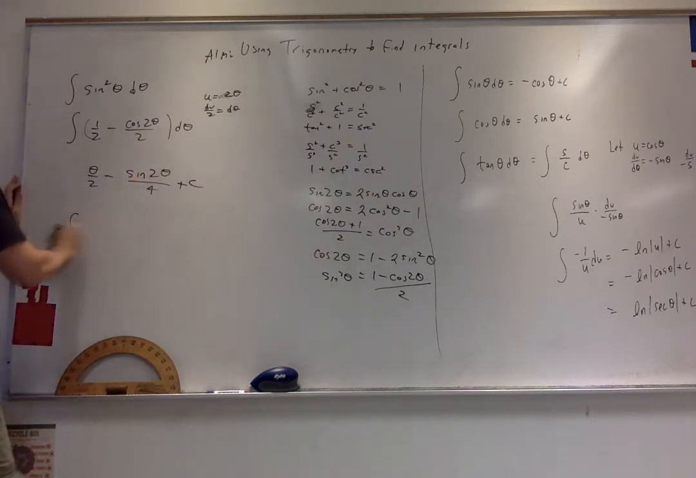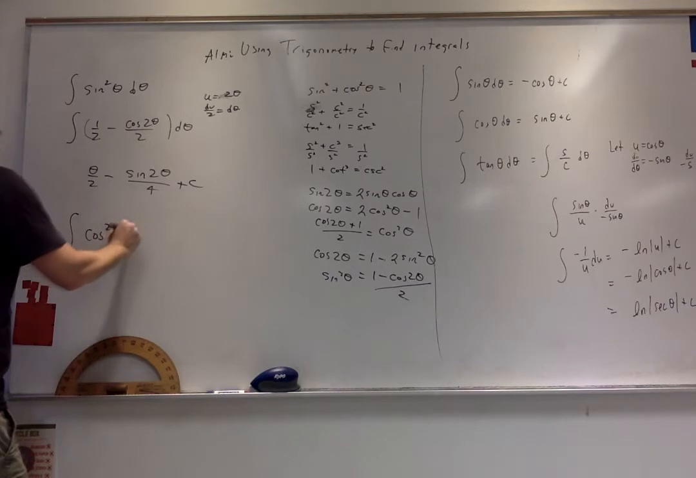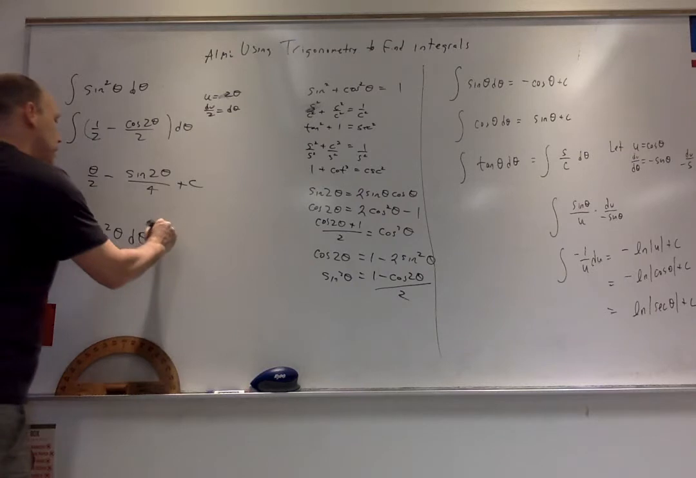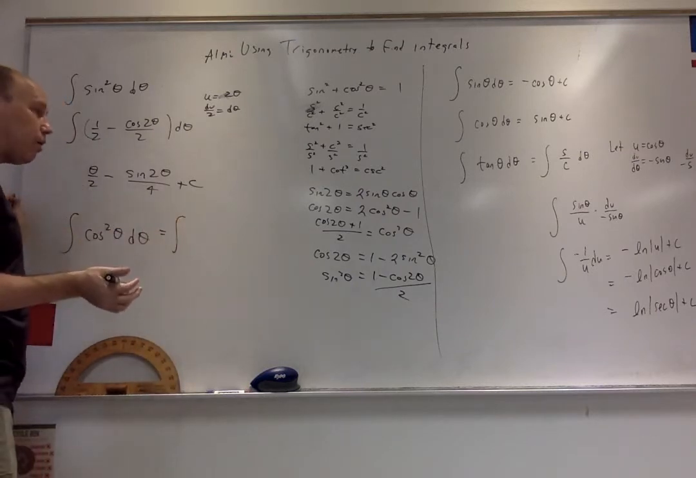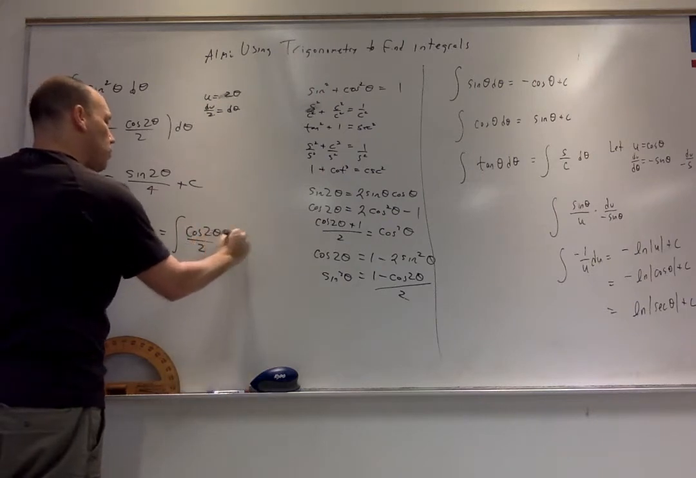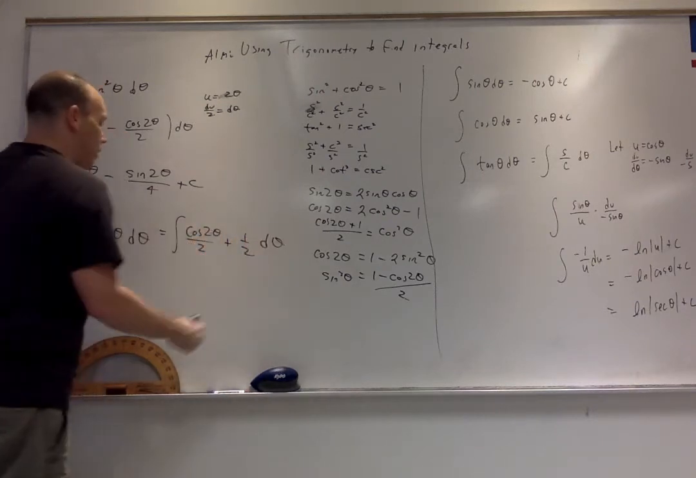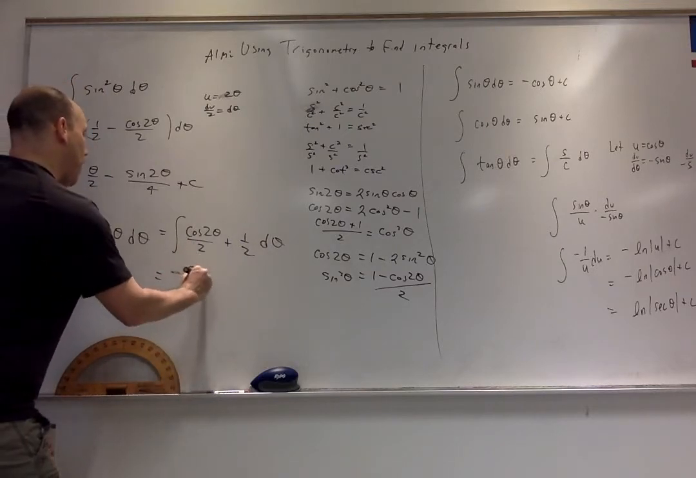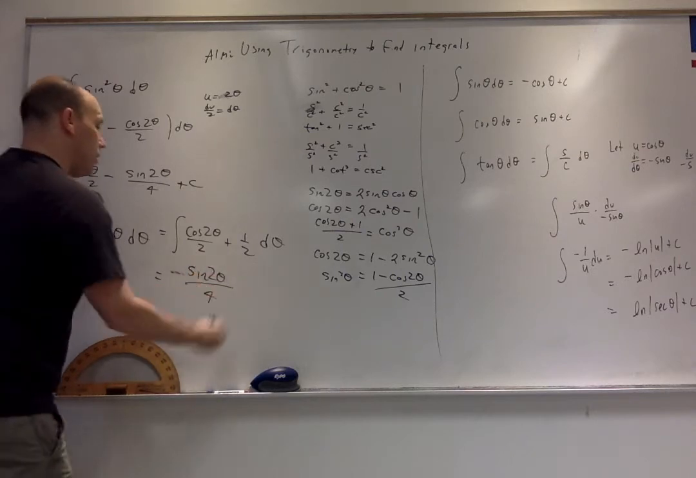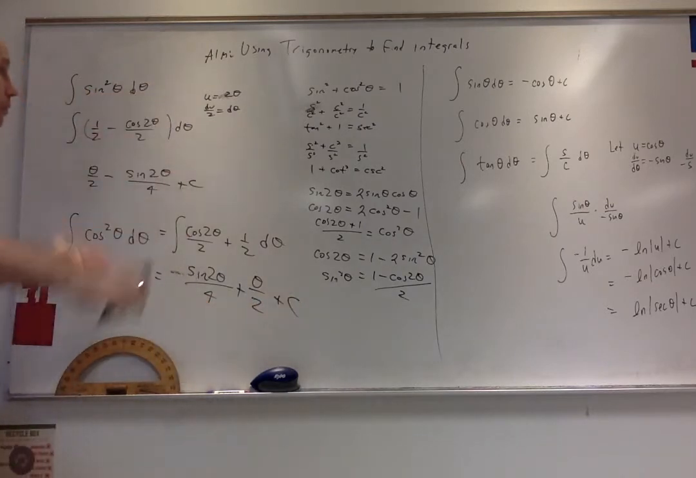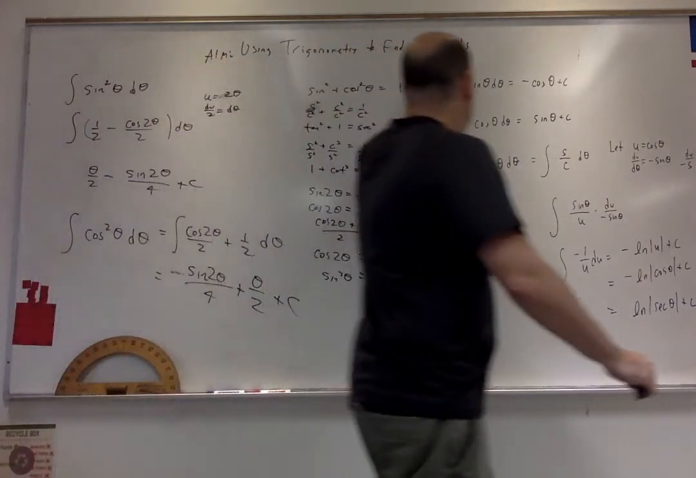What's going on with the integral of cosine squared theta d theta? Well, it's the same idea. This is equal to the integral of cosine 2 theta over 2 plus 1/2 d theta, which we know is, same idea, sine 2 theta over 4 plus theta over 2 plus c. Next. What's next?